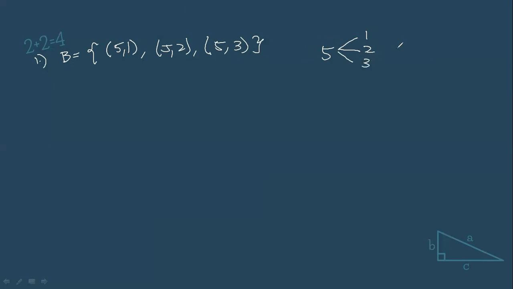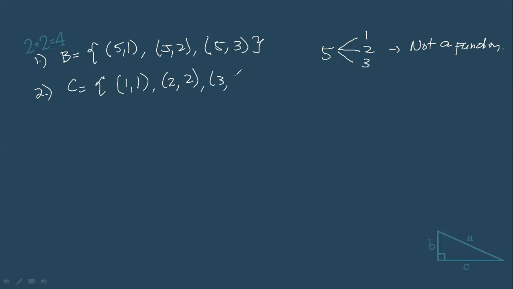So therefore, our number 1 is not a function. So, number 2 tayo, in terms again of set. So, halimbawa, we have here set C is equal to {(1,1), (2,2), (3,3), (4,4)}. So, is this a function or relation? So, my dear students, this is a function.